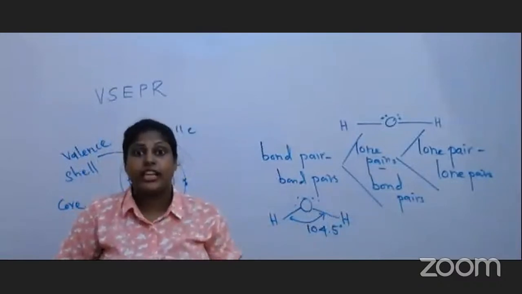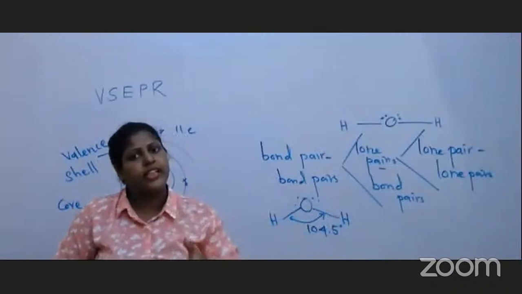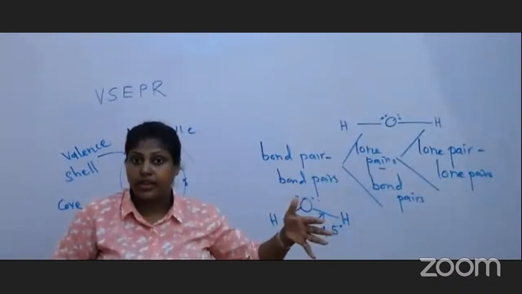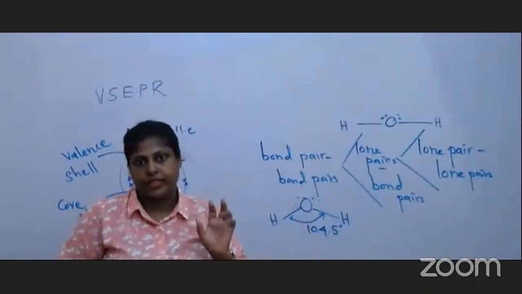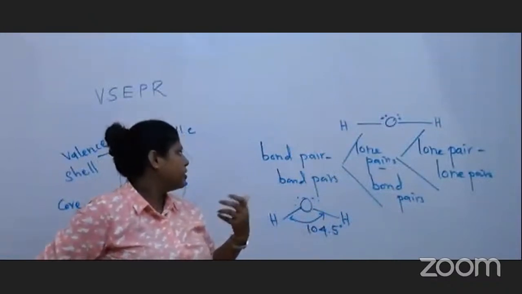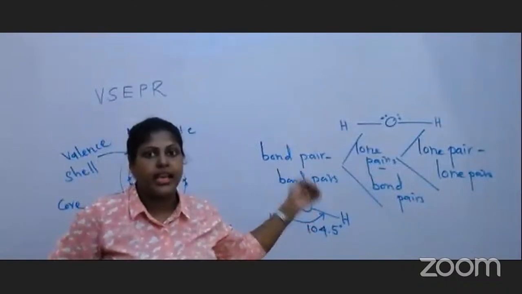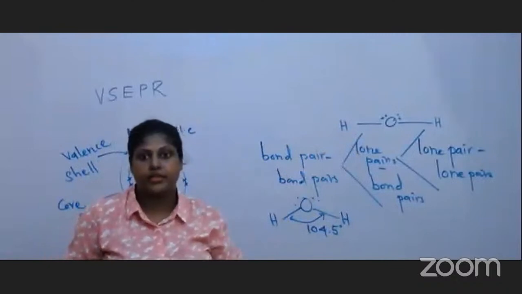VSEPR pairs count for the electrons in the valence shell. When you take the atom, the valence shell has freely available electrons. But when you take the molecule, it has bond pairs as well as lone pairs. Right? So the movement of the repulsion is a little restricted for the bond pairs compared to lone pairs. So repulsion is greater for lone pairs.